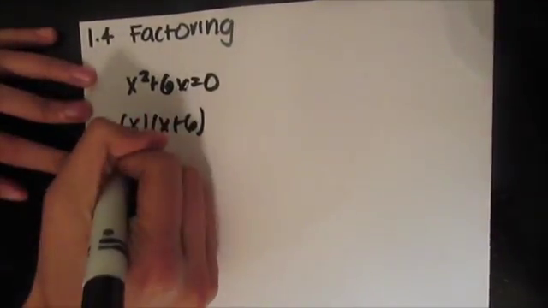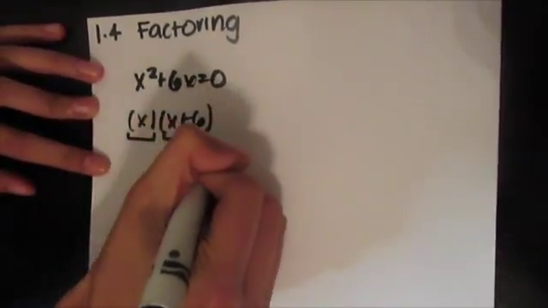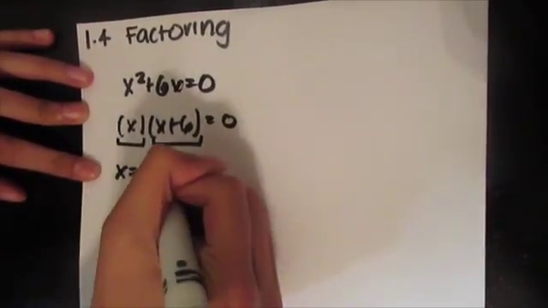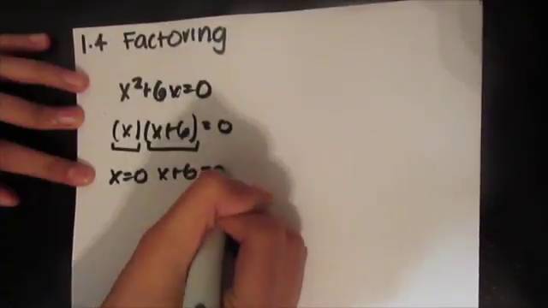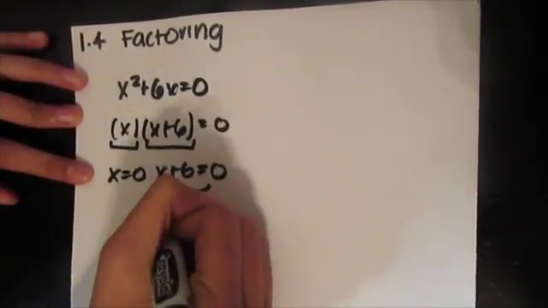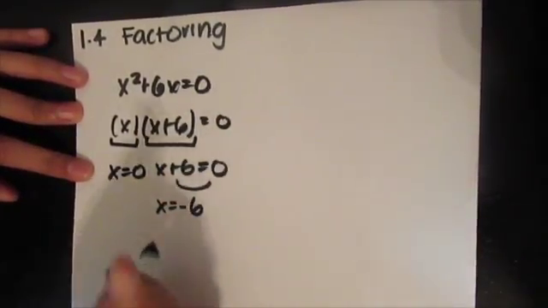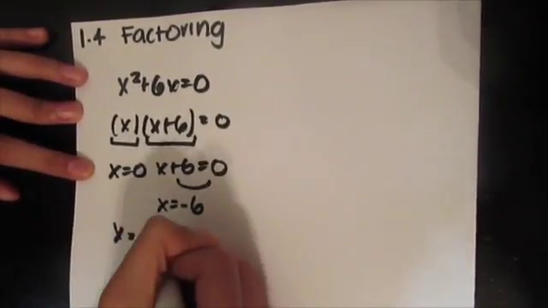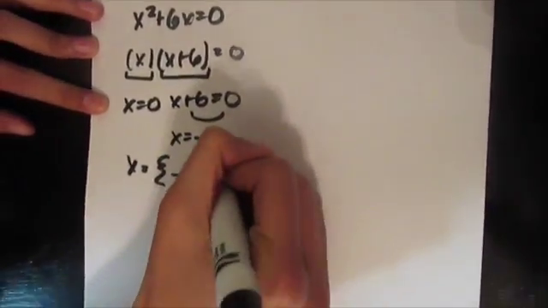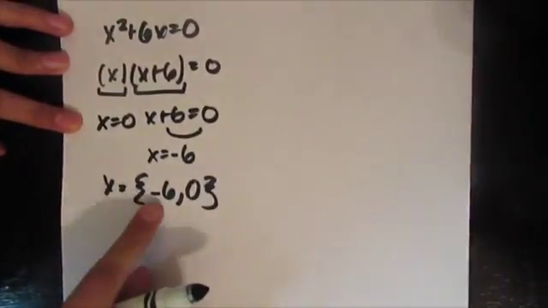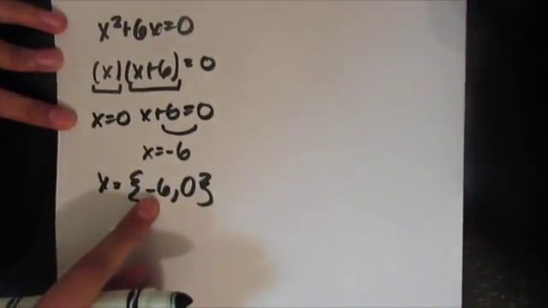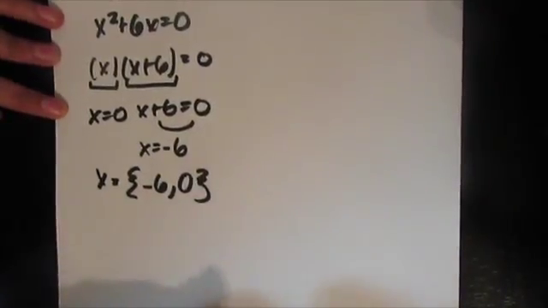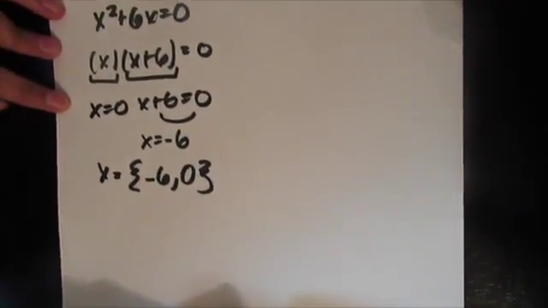So this is one factor and this is the other. We will set both of them equal to 0. So x is equal to 0 and x plus 6 is equal to 0. We will move the 6 over and we will have x is equal to negative 6. So in the end, we will have x is equal to the set of negative 6 and 0. I would like to note that you want to order this from least to greatest. The next concept we will be going over is grouping.